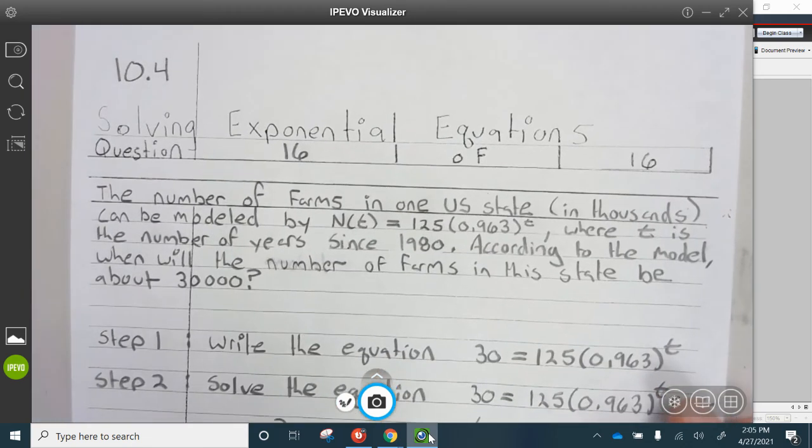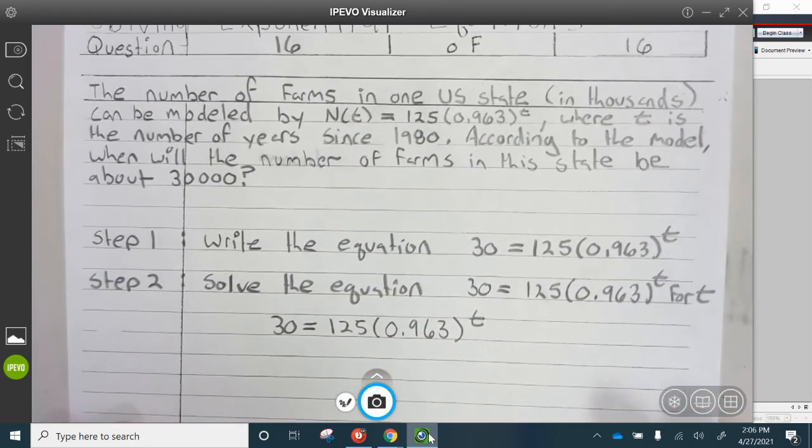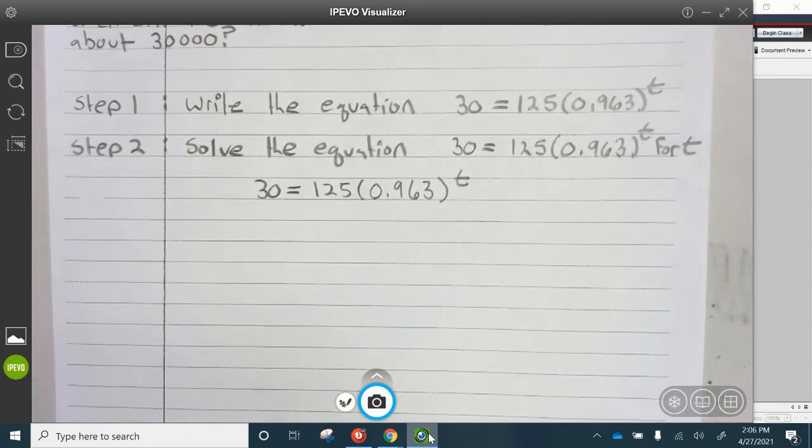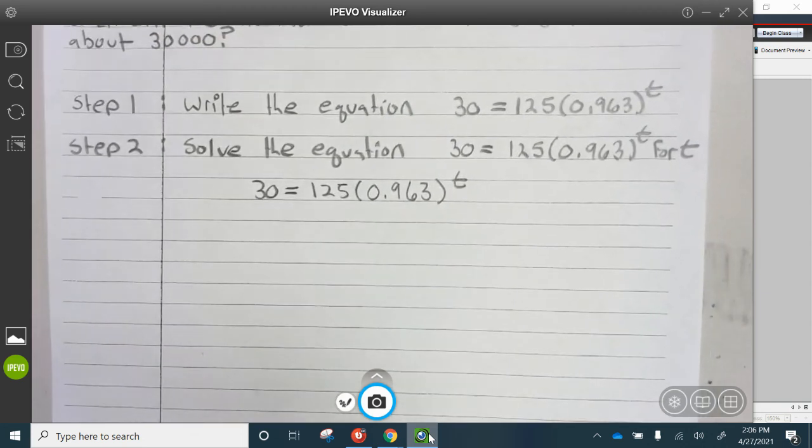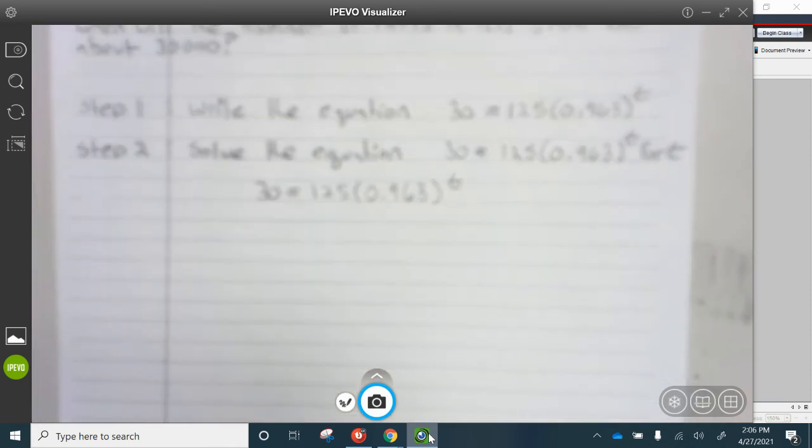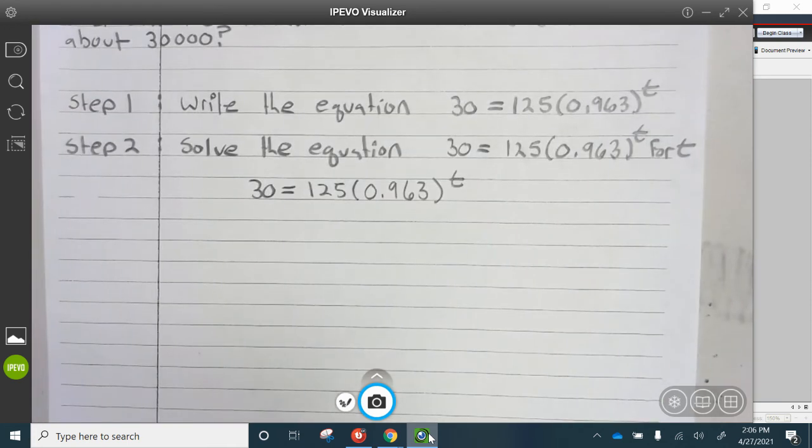All right, question 16 of 16. The number of farms in one U.S. state, in thousands, can be modeled by N of t equals 125 times 0.963 to the t, where t is the number of years since 1980 according to the model. When will the number of farms in the state be about 30,000? Step 1. Write the equation 30 equals 125 times 0.963 to the t. Step 2. Solve the equation 30 equals 125 times 0.963 to the t for t.